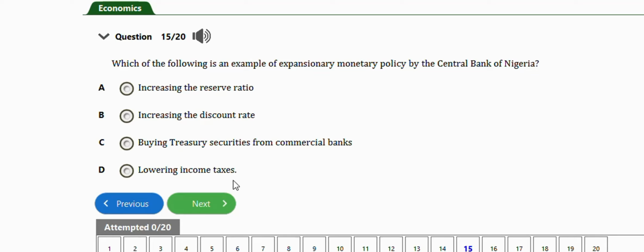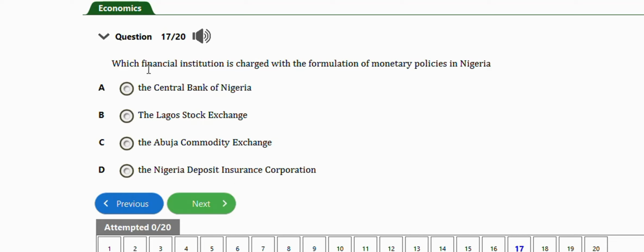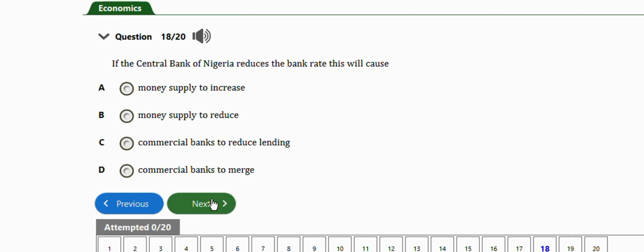Okay, the next repeated question will be this one, and it says, which financial institution is charged with the formulation of monetary policy in Nigeria? So it's the Central Bank of Nigeria. The next question is this one. It says, if the Central Bank of Nigeria reduces the bank rate, this will cause money supply to increase, money supply to reduce, commercial banks to reduce lending, commercial banks to merge. It will cause money supply to increase.